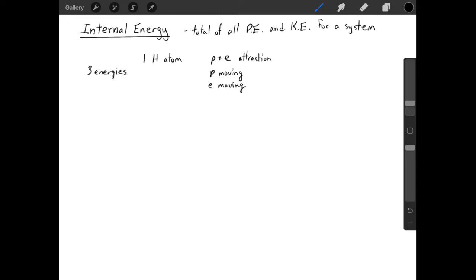Now we'll consider 2 atoms, 2 hydrogen atoms. You have several more attractions. With 2 protons and 2 electrons to deal with, you don't have a single attraction anymore. Now you have 4 separate attractions to deal with. And because you have more than 1 proton, now you have to deal with proton-proton repulsions. Remember that like charges will repel one another. You also have 2 electrons, so you have electron-electron repulsions.